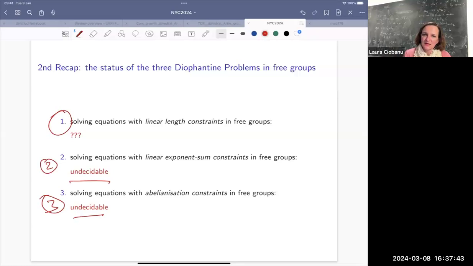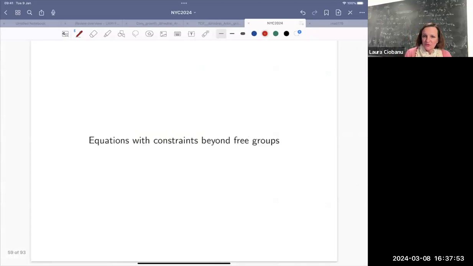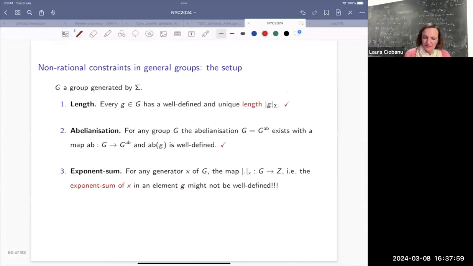I think there's things to be done in free groups, things I'm thinking about, but for now we don't know. And so we moved on to other groups and tried to see what ideas we can keep. And when you move to other groups, length still makes sense, right? In any group, abelianization of elements still makes sense. But you have to be a lot more careful with exponent sums.